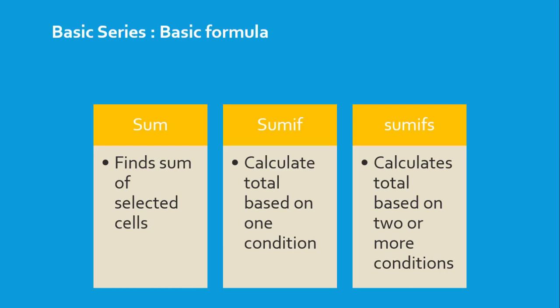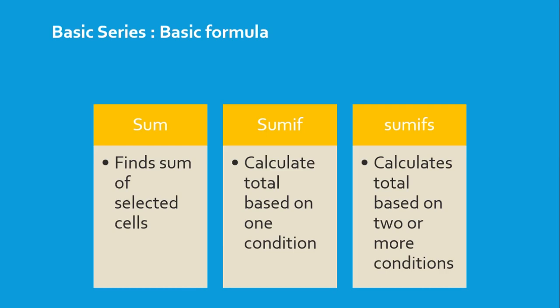As you know, the first one is just a simple sum. It is used to find the sum in one particular column or one particular row. So it is used to find the sum of selected cells. We simply call it like this. It cannot perform any validations or conditions while we are performing a simple sum.